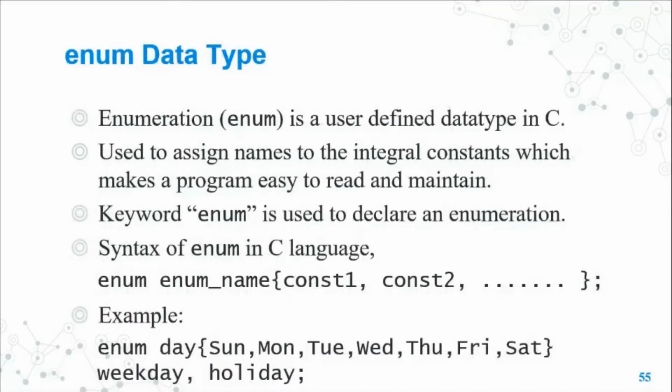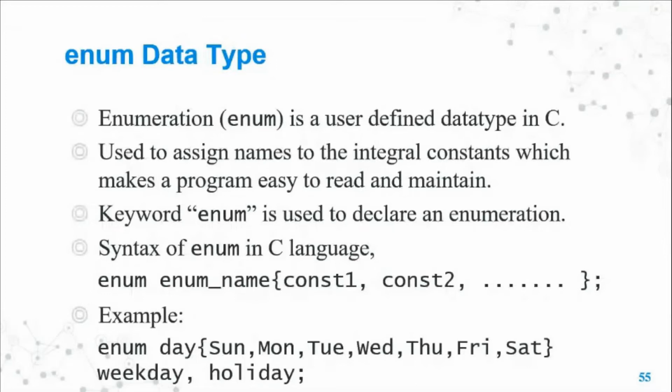The next data type is enum. Enum stands for enumeration. Enumeration is a user-defined data type, in the sense that the programmer has to define what the enum is. This is done using the keyword enum. So let's see how this is done. The enum data type is used to assign names to integral constants, which makes a program easy to read and maintain. So that is it.